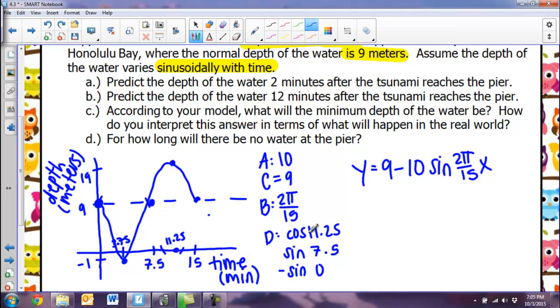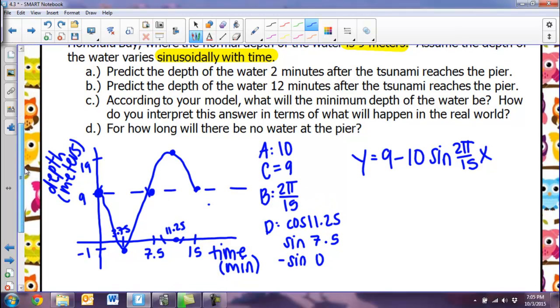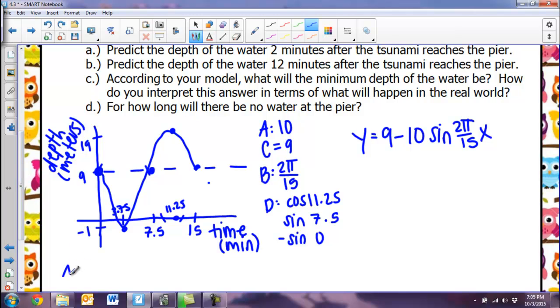Okay, and again, you could have written this as cosine of x plus 11.25. It would get you the same answer in the end. So now that I have an equation, I can go ahead and figure out all these pieces of information. So part A asks me to predict the depth of the water at 2 minutes.